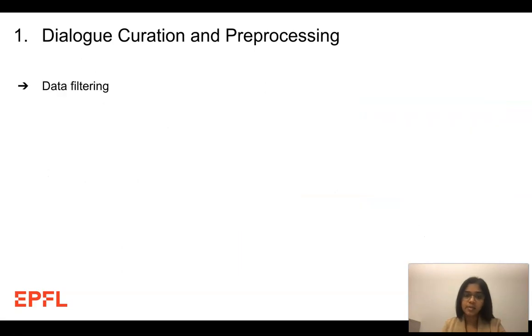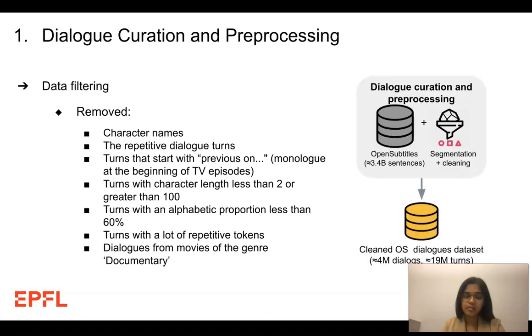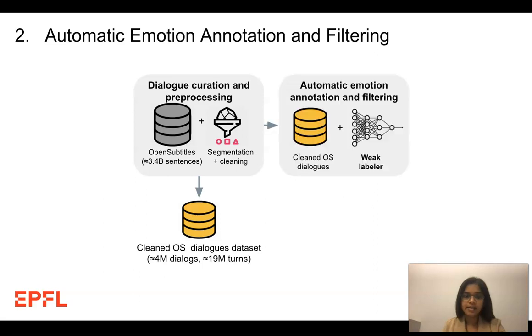Next, the dialogues went through a series of data filtering steps, resulting in a dialogue corpus containing 4 million dialogues. We call this the cleaned OS dialogues dataset. Next, we applied a sentence-based emotion classifier trained on EmpatheticDialogues to weakly annotate the OS dialogues obtained from the previous step. And we used this to filter the top 1 million most emotional dialogues, as indicated by the confidence of the weak labeler, to form the EDOS initial dataset.